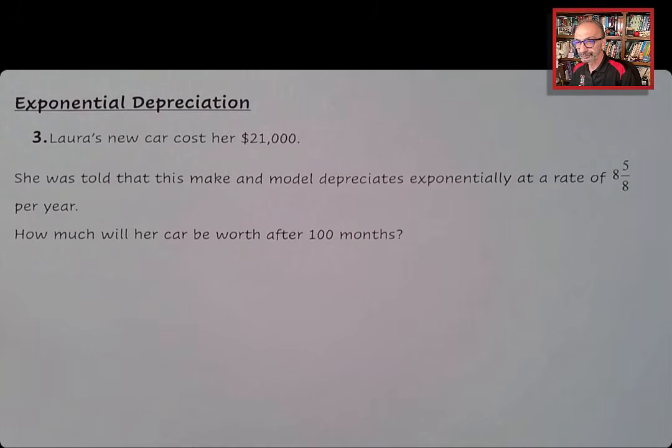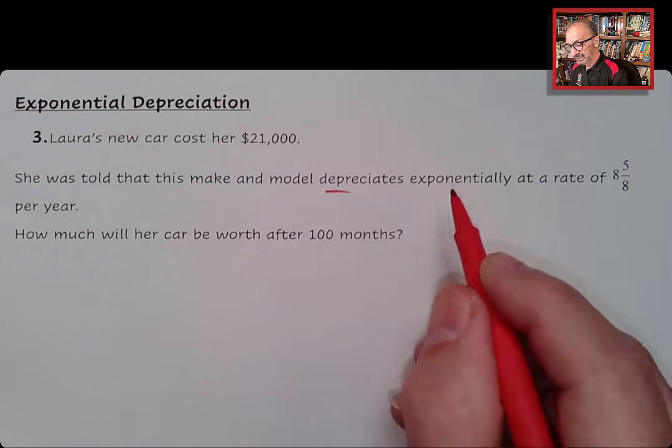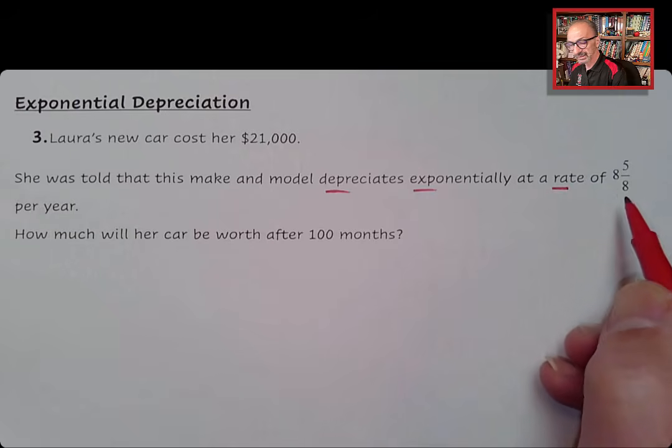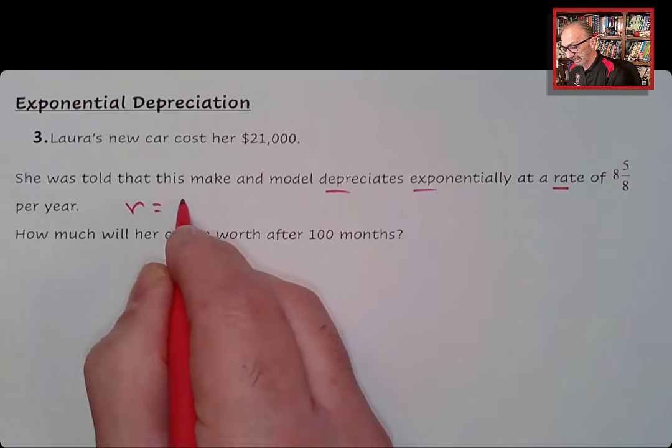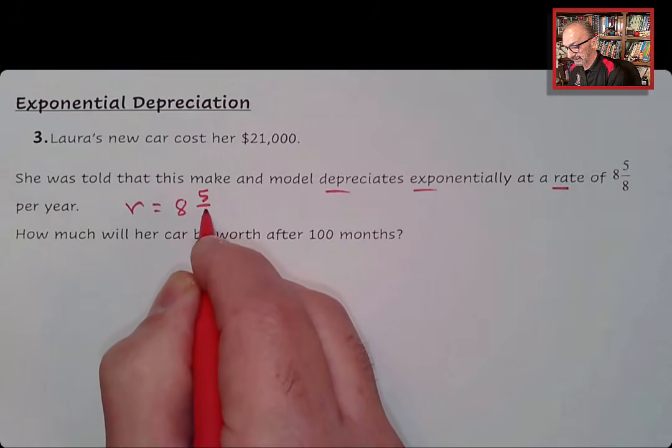Number 3. Laura's new car cost her $21,000. She was told that this make and model depreciates exponentially at a rate of 8 and 5/8 percent per year. How much will her car be worth after 100 months? So I have a few things. The depreciation exponential rate is 8 and 5/8. That is R equals 8 and 5/8.